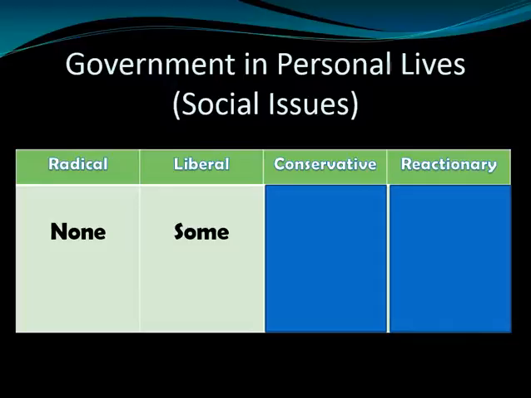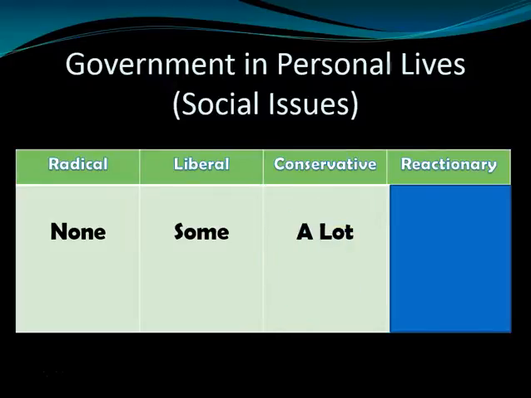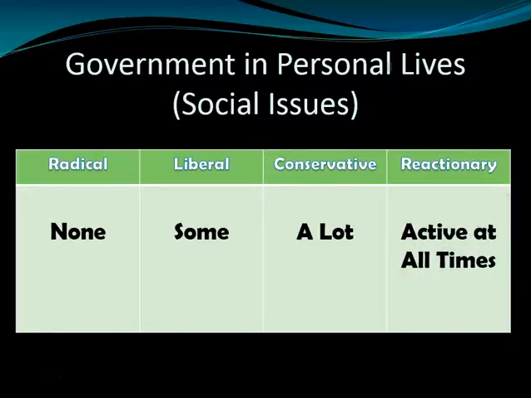A liberal would believe that the government should have some involvement in our personal lives, but still shouldn't really tell us what to do. A conservative would tell us that the government should have a lot of say in our personal lives, that it affects the world around us, but they shouldn't completely control our lives. And finally, a reactionary would say that the government should pretty much tell us what to do at all times. The government should be very involved in our personal lives and our social lives.